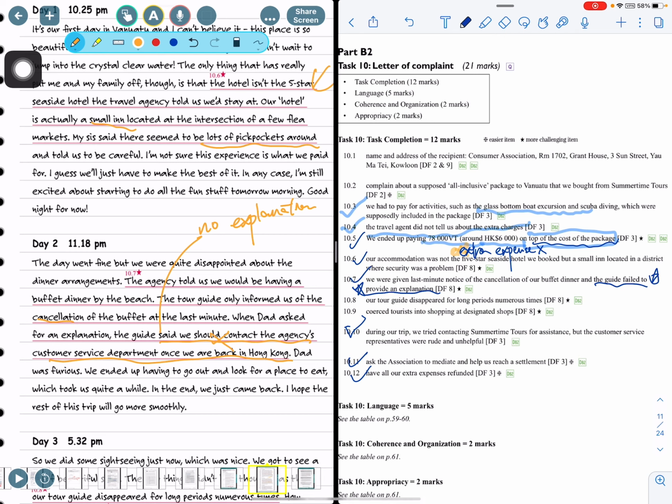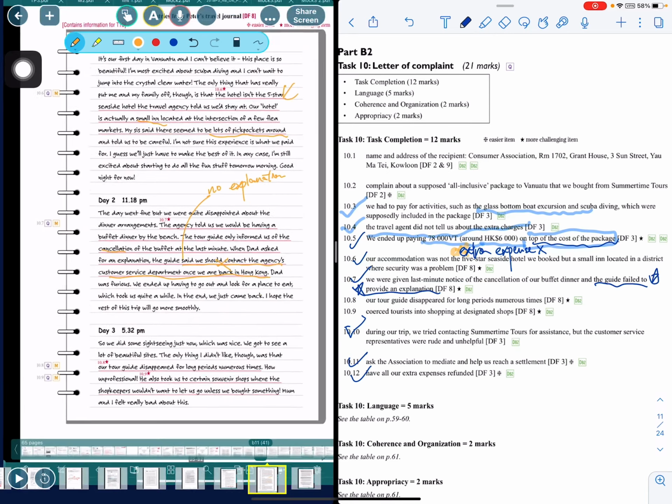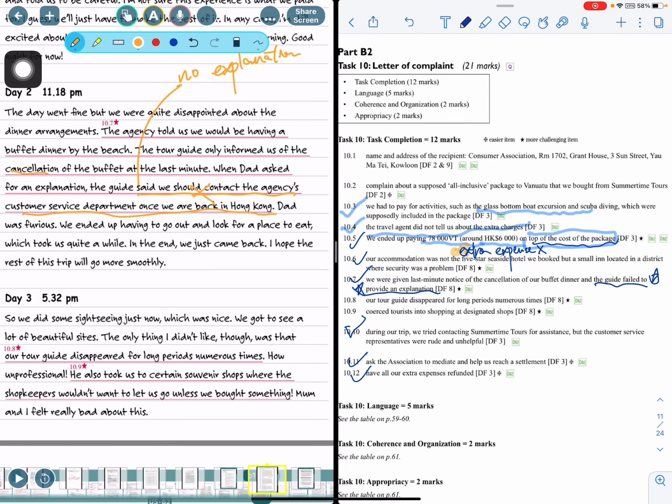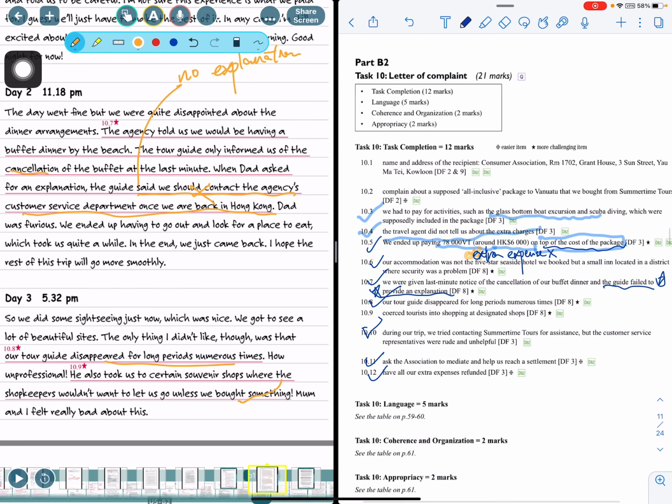Okay, so 10.7 right here. And then something else right here. The guy disappeared for long periods numerous times. So that's 10.8. And also took us to certain souvenir shops and wouldn't let us go unless we bought something. So this is called urged shopping.